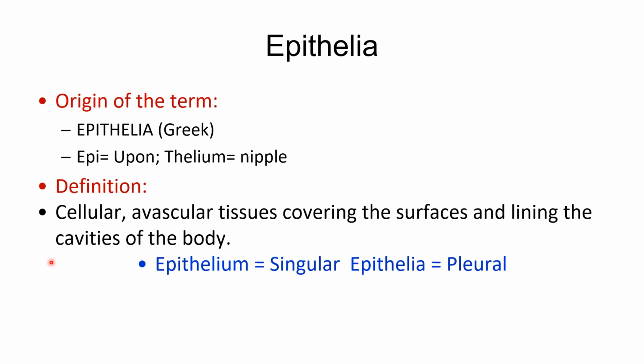surfaces of the body, for example skin, and lining the cavities of the body, that is pleural, pericardial and peritoneal cavities. And not only these serous cavities, the tubular structures, for example the digestive tract and respiratory tract, the urinary tract, wherever the word tract appears, is also lined by the epithelia.